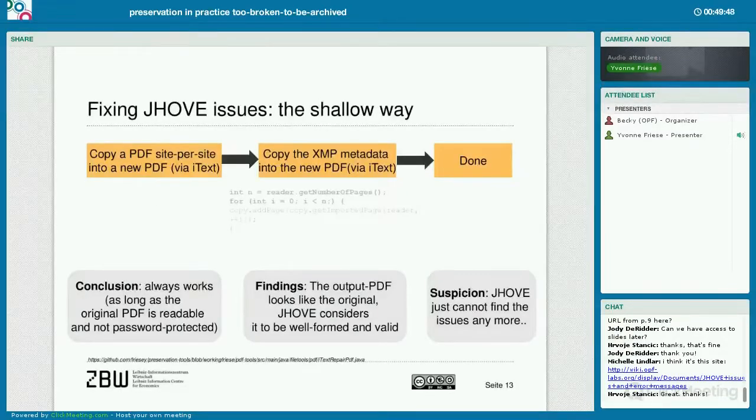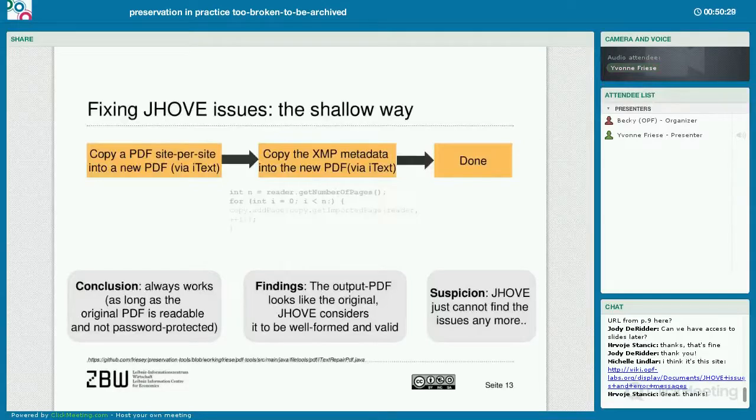Currently, we are fixing PDF files the shallow way. I will try to say how we do that. We really take the PDF, which is malformed, and copy it side by side into a new PDF. We're using the iText library for this. I have even copied a little bit of source code in there to show you how easy it is. And we look if there's some XMP metadata and copy it as well into the new PDF. And that's it. So we don't really fix it. We just copy it into a new PDF.